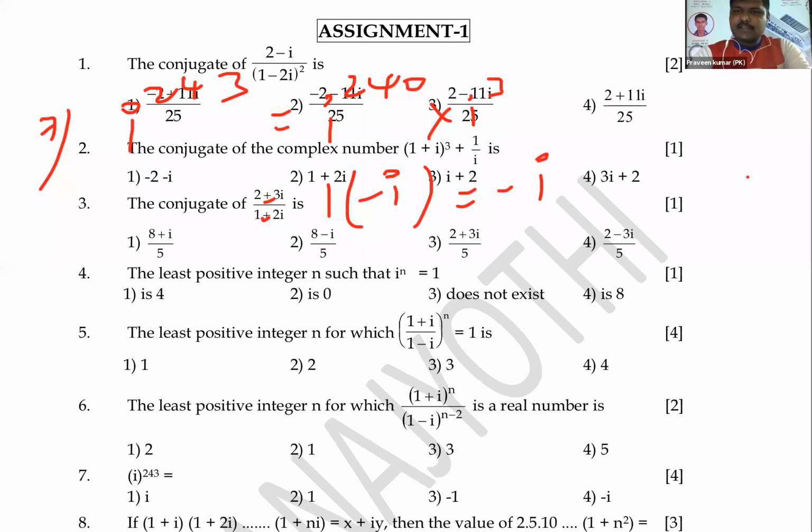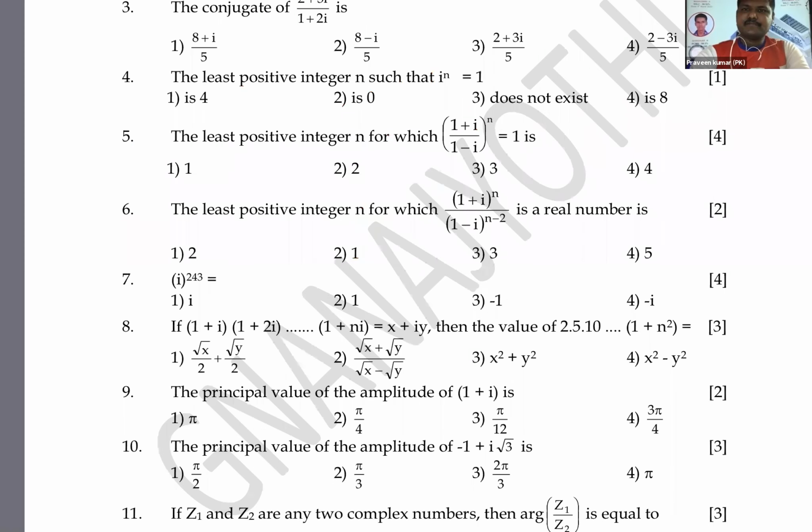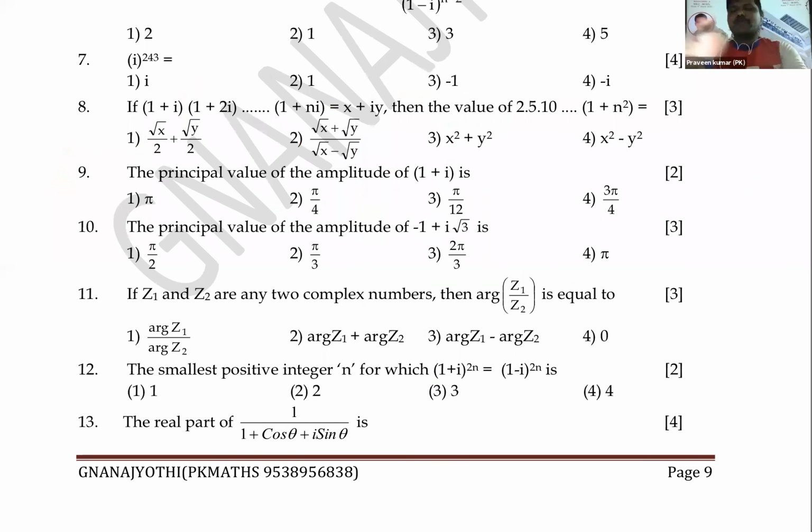I think it is question number 4, option 4, correct? Yes. I'll move to question number 8. Just copy question number 8, everyone.